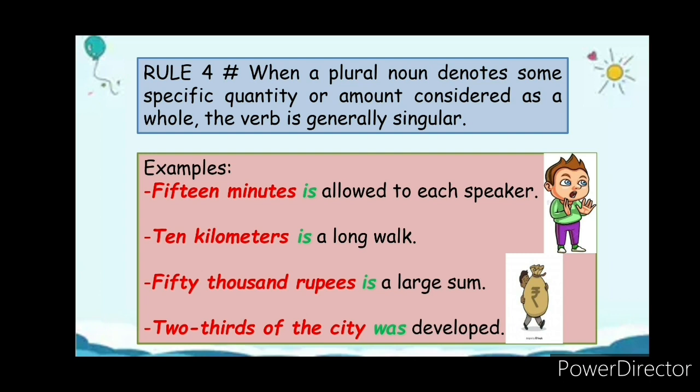These were some basic rules related to subject-verb agreement, which I am very much sure will help you all to rectify the errors related to the topic.